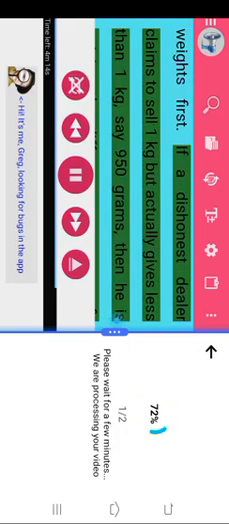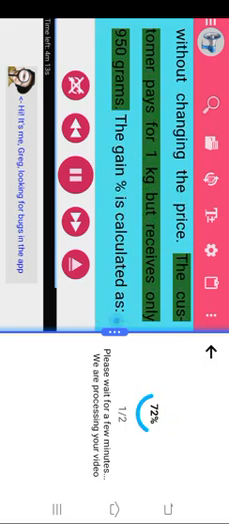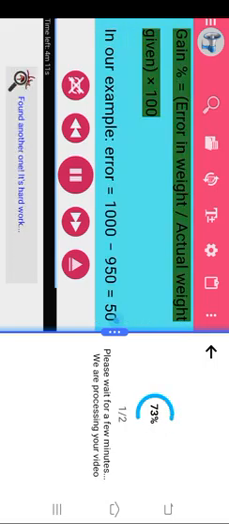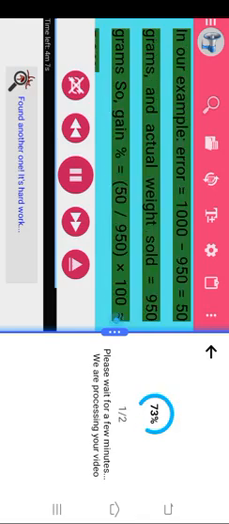If a dishonest dealer claims to sell 1 kilogram but actually gives less than 1 kilogram, say 950 grams, then he is gaining the difference as extra profit without changing the price. The customer pays for 1 kilogram but receives only 950 grams. The gain percent is calculated as gain percent equals error in weight divided by actual weight given times 100. In our example, error equals 1,000 minus 950 equals 50 grams, and actual weight sold equals 950 grams, so gain percent equals 50/950 times 100, approximately 5.26%.